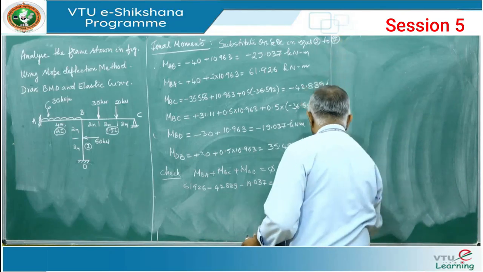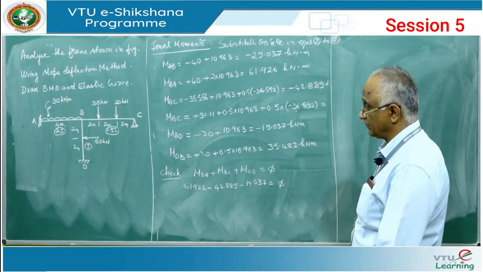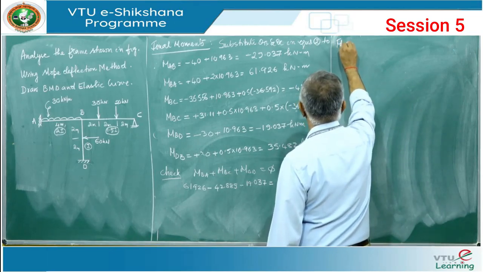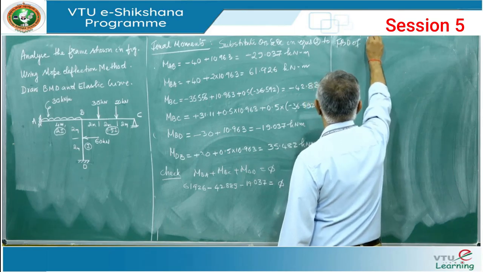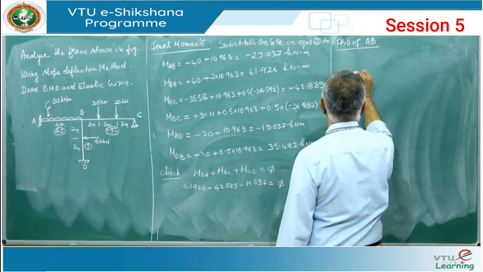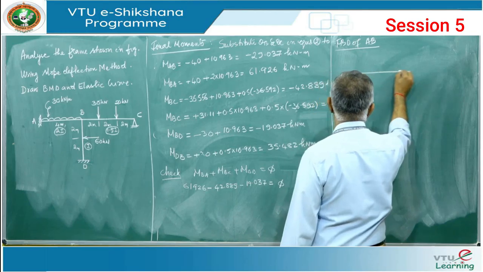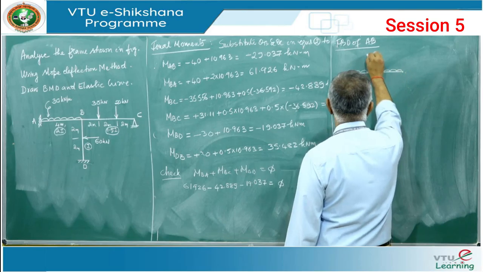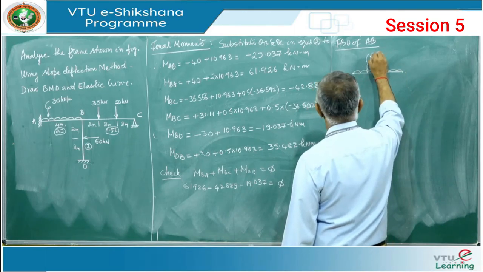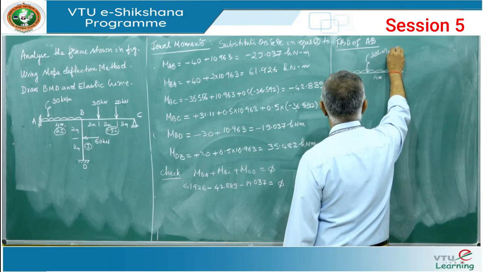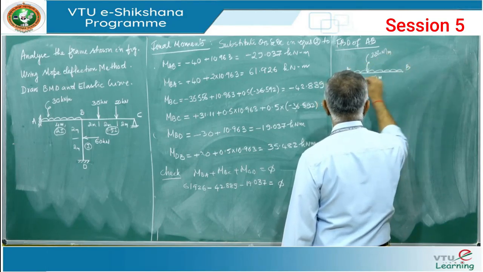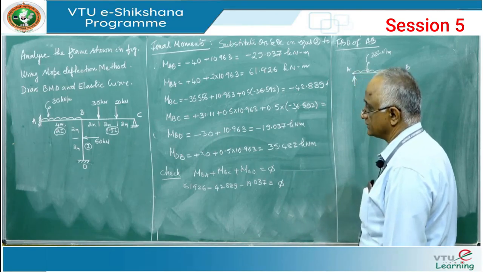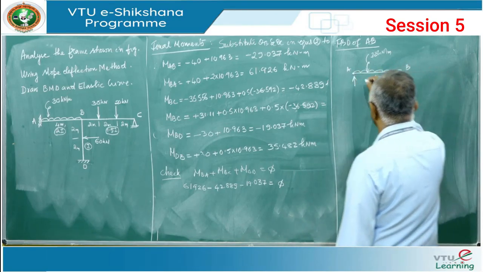I need to take the free body diagram of these members. Let me take the member AB now. Free body diagram of AB. It is a 4 meter span subjected to UDL of 30 kilonewton per meter. Let me put only the vertical reaction perpendicular to the member so that you can sketch the shear force diagram.